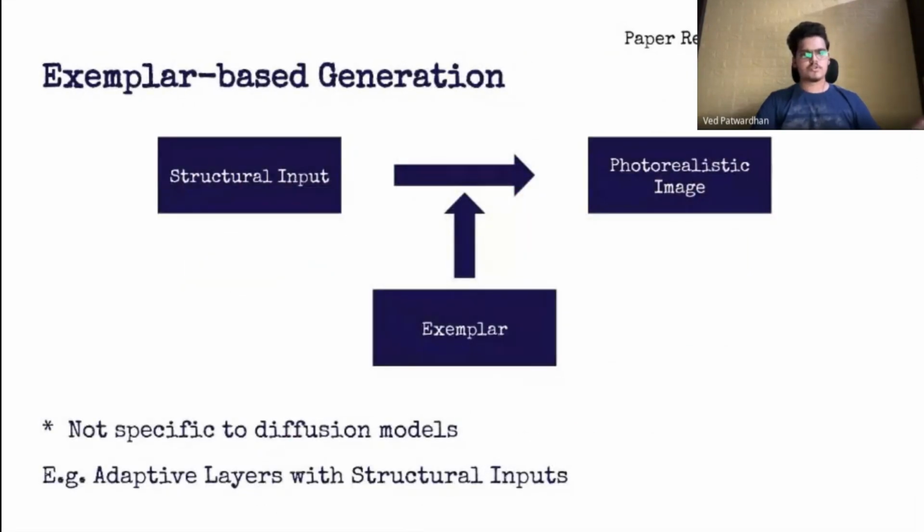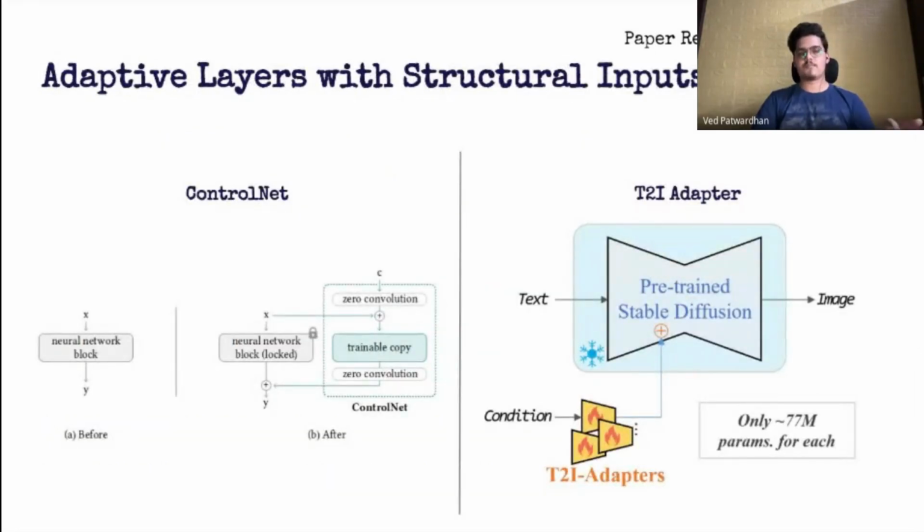The third categorization is not really specific to diffusion models, but this is something where we use an exemplar as a condition to convert some structural representation, which could be a mask, or the edges or something like that, into a photorealistic image based on some exemplar which you're passing. Now, this is not specific to diffusion models, but they've also tried to derive from this process to get the approach which they have. So this is an example of what it looks like.